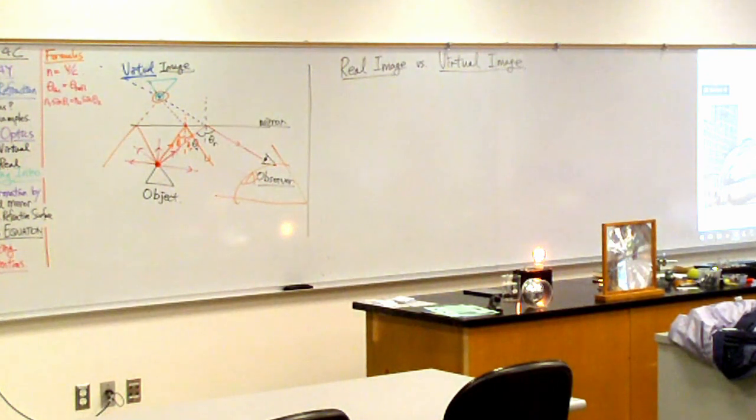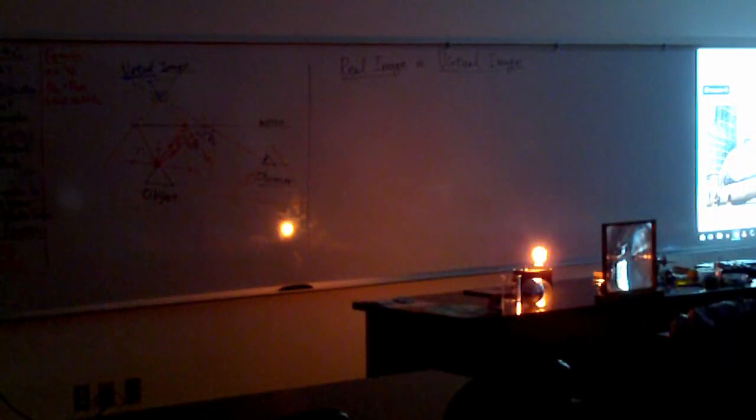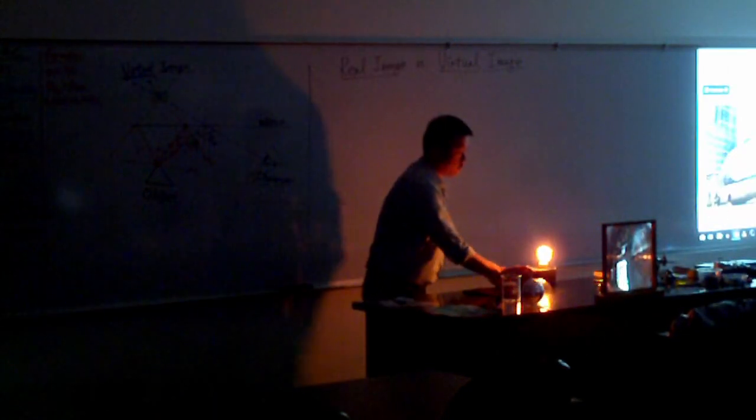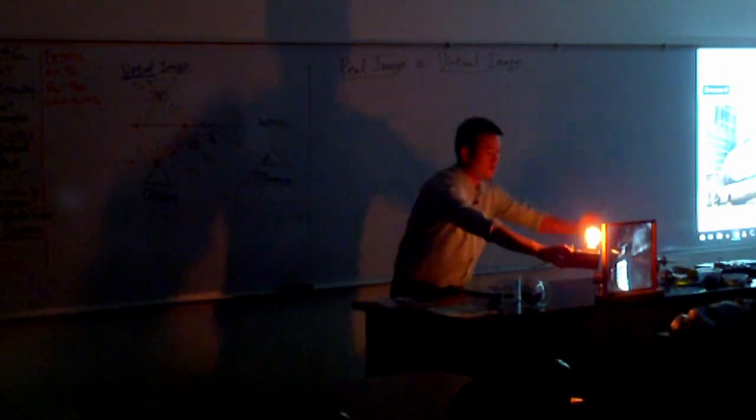I can do it more easily if this room isn't so bright. So let me bring down the blinds to do that. Let me turn off everything here. I think that'll be dark enough. I'm going to flip this around so that now the source of light is over here, and I'm going to try to form a real image on this side.